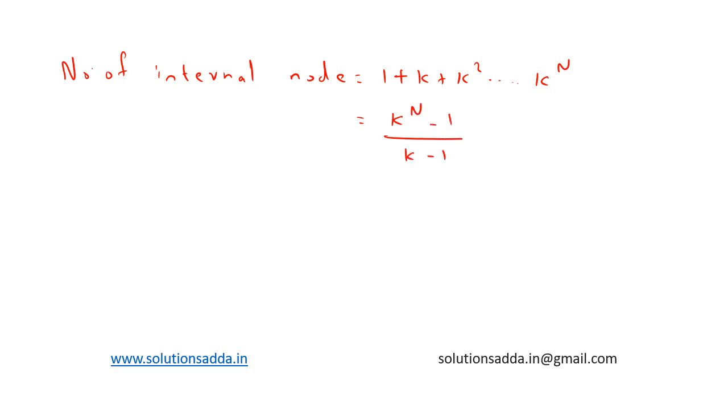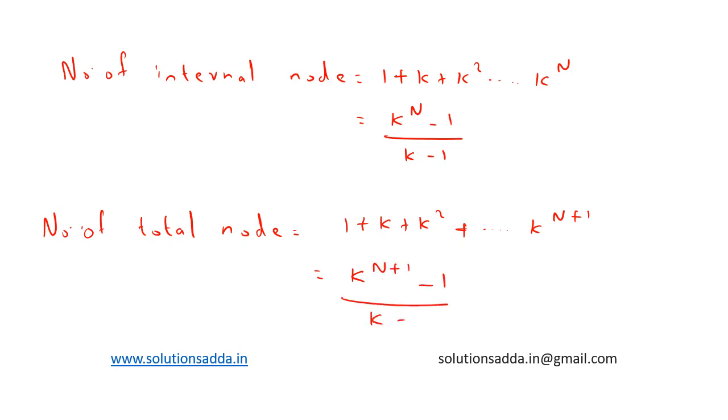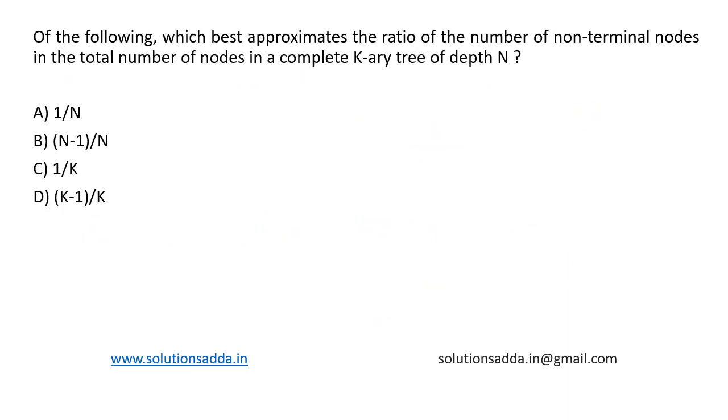Now, following the count of total number of internal nodes, we have number of internal nodes is equal to 1 plus k square, etc., k to the power n. So, this is of a geometric progression, and the final result would be k to the power n minus 1 by k minus 1. Now, number of total nodes. Total nodes is equal to 1 plus k square plus etc. k to the power n plus 1. So, this is also of a geometric form. So, the final answer will be k to the power n plus 1 minus 1 by k minus 1. This is equation 1 and this is equation 2. So, the ratio will be 1 by 2, that is equal to number of internal nodes.